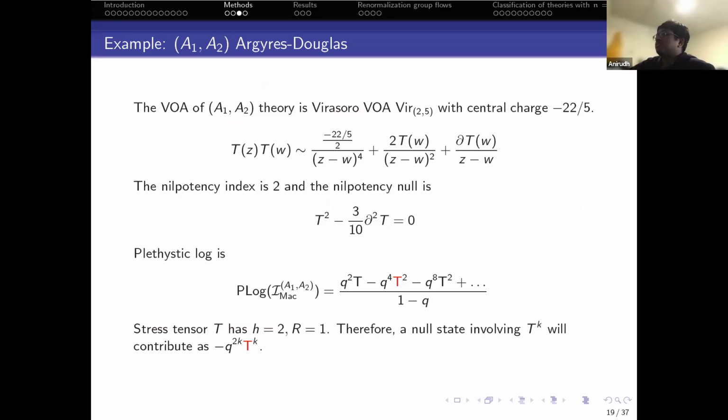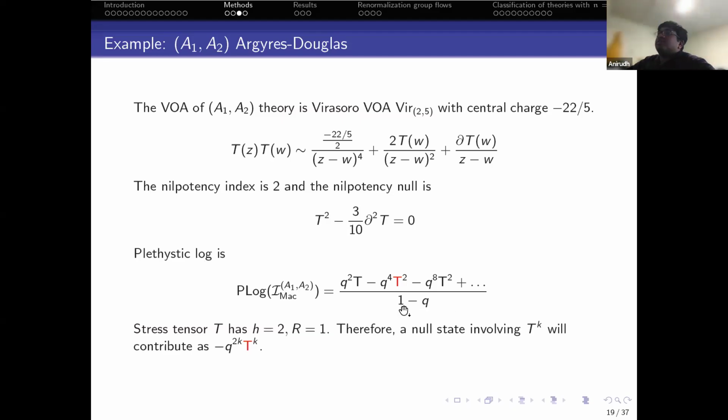So let's consider again the simplest example I discussed. The stress tensor OPE is given here for the A1, A2 theory, and the nilpotency index is 2. And also this is a rank 1 theory. So yes, rank plus 1 is equal to 2 in this case. Okay, so I'm not going to discuss the free fields because it's really involved and it's a different direction, but I will quickly tell you how to do it from the superconformal index point of view. So if you take the plethystic log of this Macdonald index, you get an expression like this.